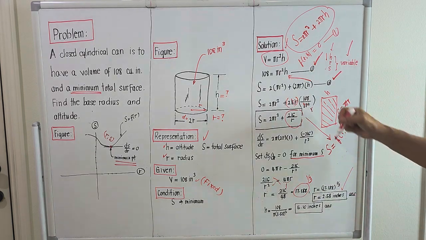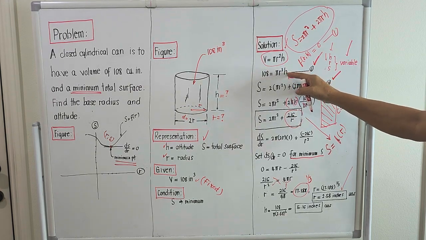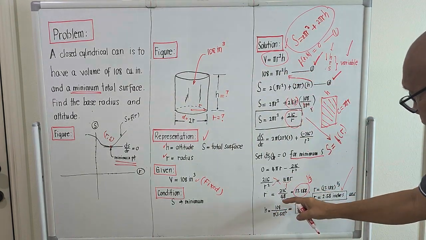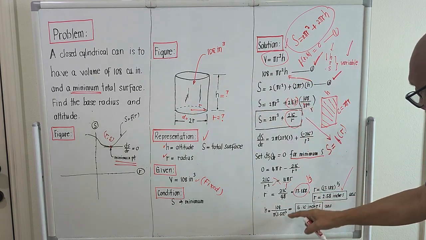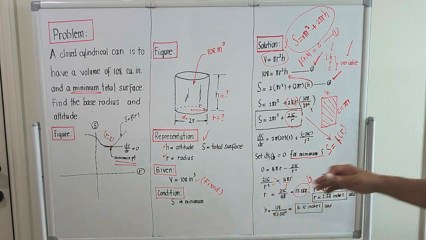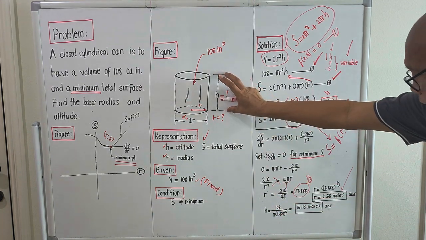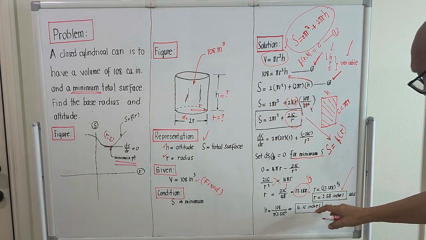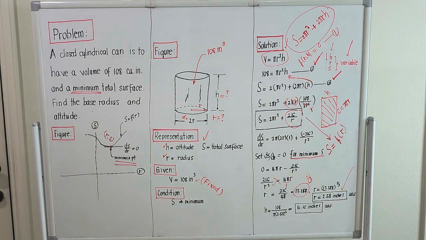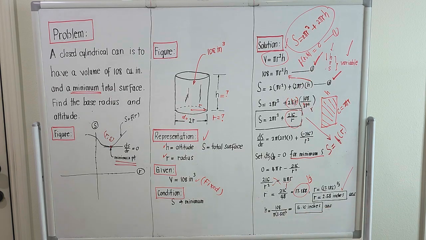And going back to equation number 1, we know r, so we could compute for h. H now will be 108 over pi times 2.58 squared. If we compute the required altitude of the cylindrical can, it will be 5.16 inches. So the required radius and altitude: the radius is 2.58 inches and the height is 5.16 inches.